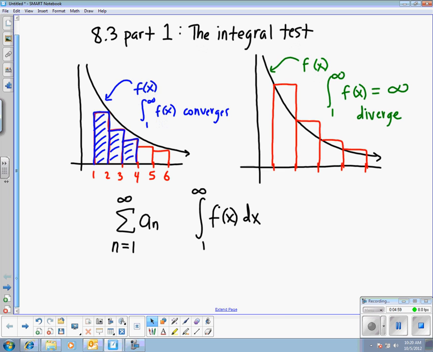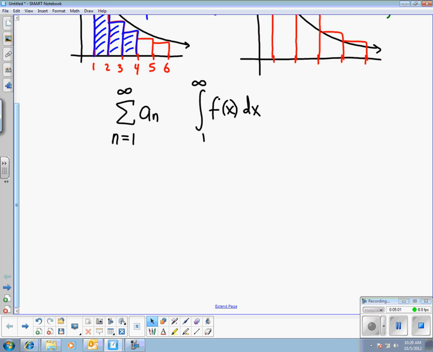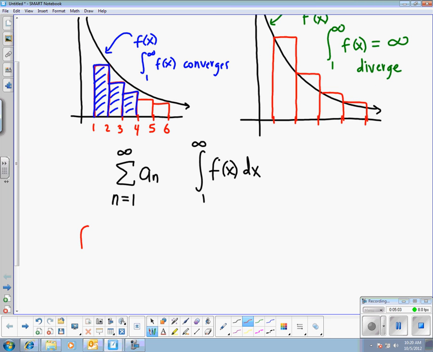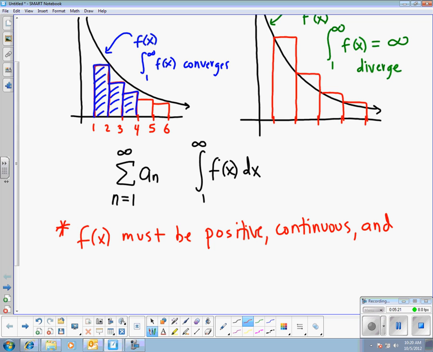One technicality here is f of x must be positive, continuous, and decreasing once you get to 1. Or technically you could start at 2 or 3 or 4, but by definition we start at 1.